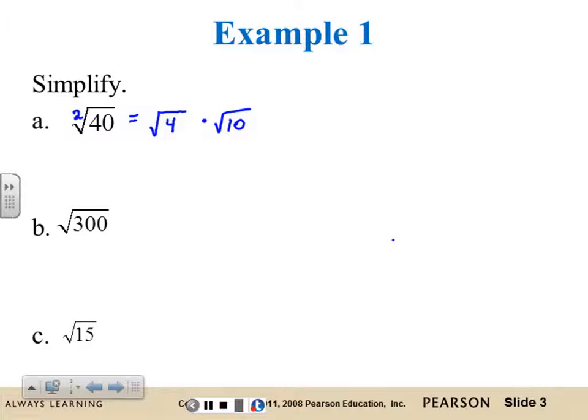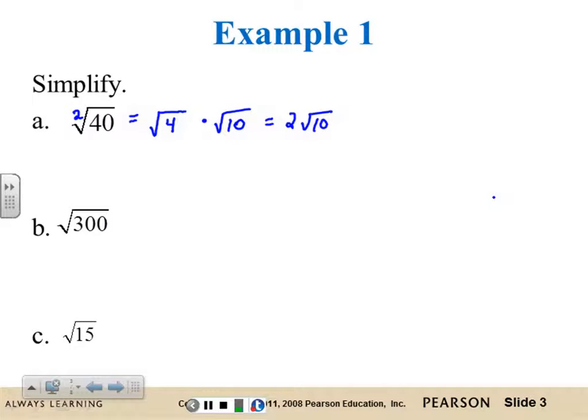So what you want to do is break your radicand into a perfect square factor times its other factor. I know 4 is a perfect square, and I know 4 times 10 is going to give me 40. Then I can take the square root of 4 and get 2. I cannot take the square root of 10, and so therefore I get 2 times the square root of 10.